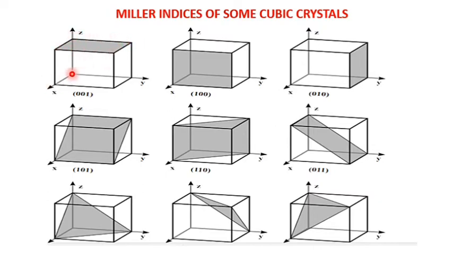Therefore, in x axis no intercept, in y axis there is no intercept, but only in z axis there is an intercept. So the name of this plane is 0, 0, 1. Now you understand how we are naming the Miller indices.